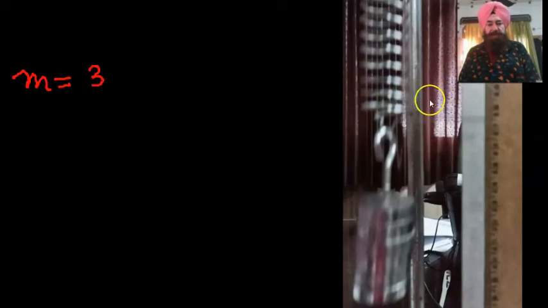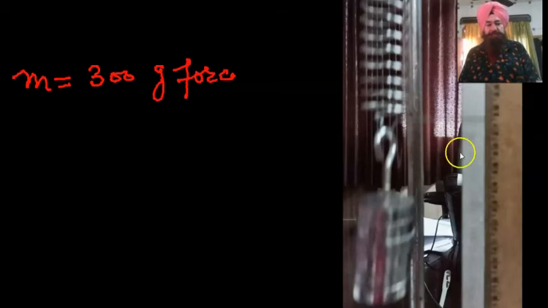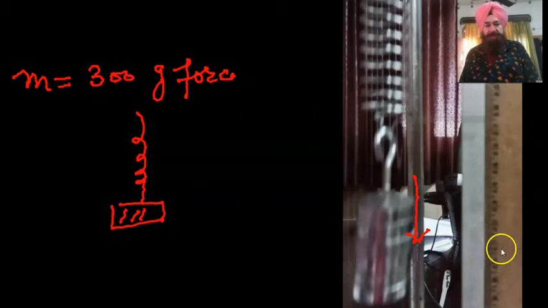Okay, the mass which is attached to the lower end of this spring is 300, the weight is 300 gram force. When it is pulled downwards and then released, like here it is a mass. This is 300 gram. It is pulled downwards and I release it. What happened? It starts oscillating, up and down.